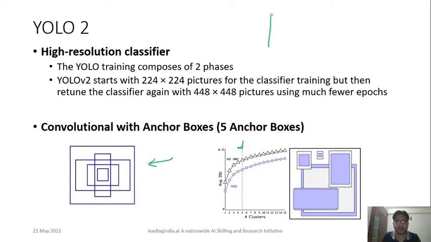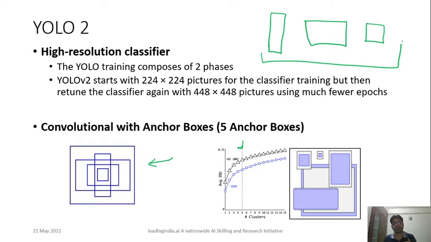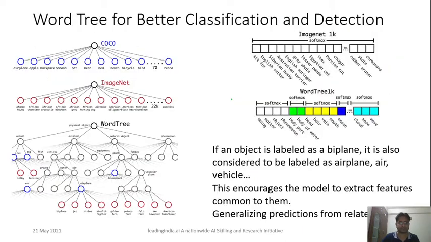For a person you will require a vertical box, but for a car you will require one like this, or maybe for a dog you will require one like this. So 5 different varieties of boxes is good enough, or you can say 5 varieties of boxes will give you enough accuracy, right? Then another change: YOLO is trained in 2 phases. One on 224 by 224 pictures, and then it will train on 448 by 448 pictures for fewer epochs, so that we get much better accuracy.